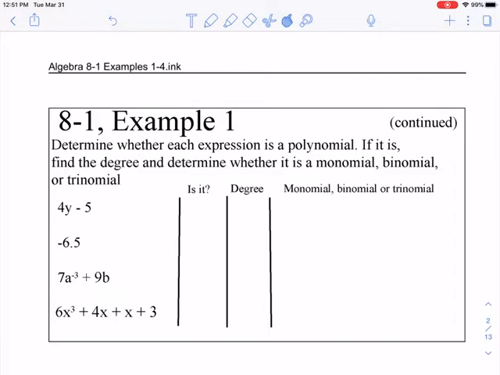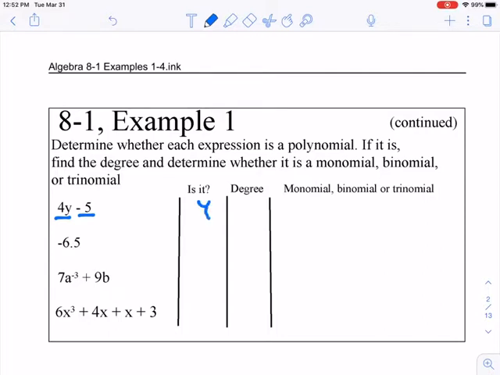Example 1, it says determine whether each expression is a polynomial. If it is, find the degree and determine whether it is a monomial, binomial, or a trinomial. All right, so the first one, we've got 4y minus 5. So basically, you look at each of your terms and you see if they're monomials. All right, and if I look at this, well, I know that that is definitely a monomial. All right, and then negative 5 is also a monomial. So if there's two of them together and they're both monomials, is it?